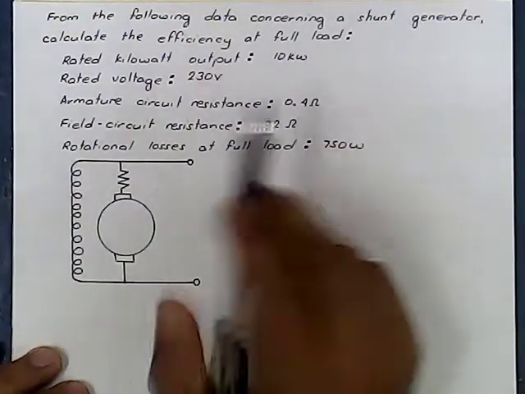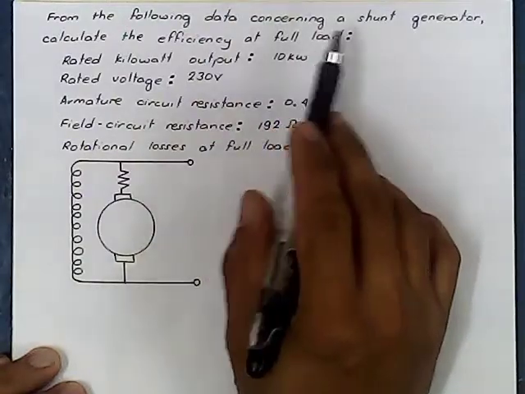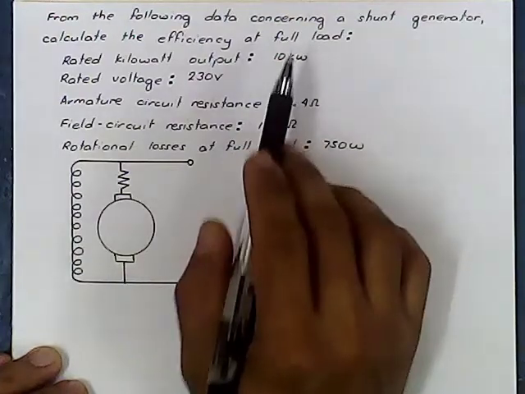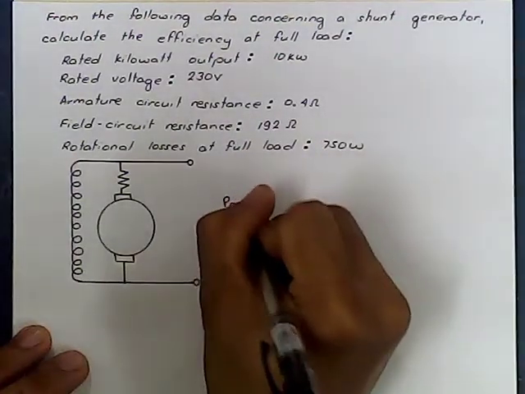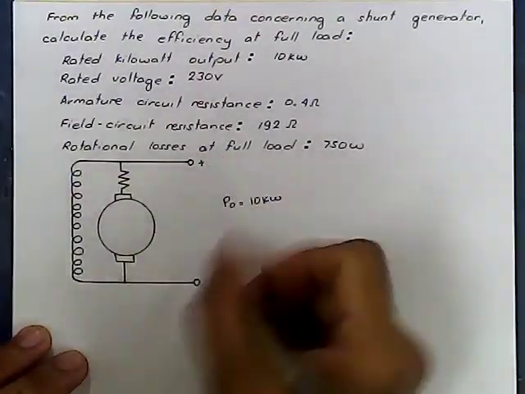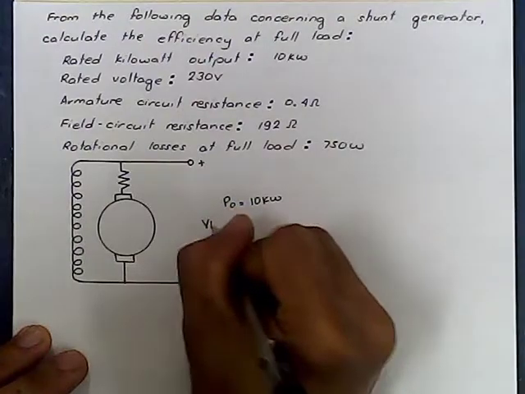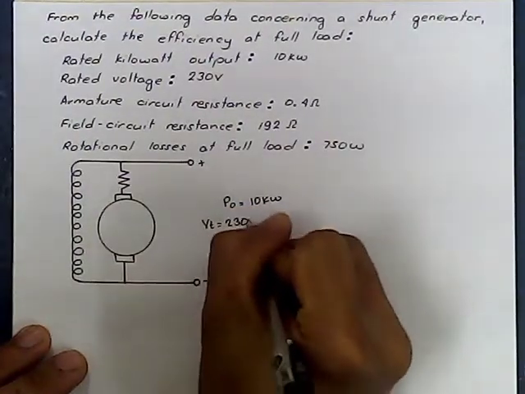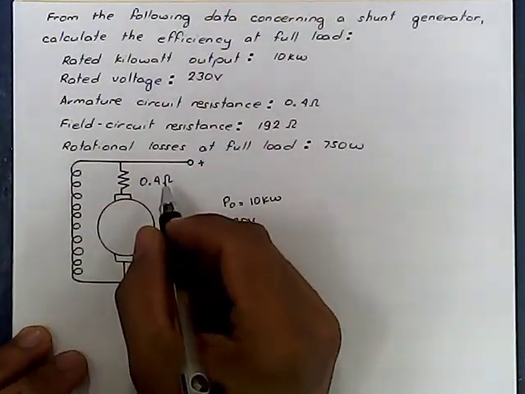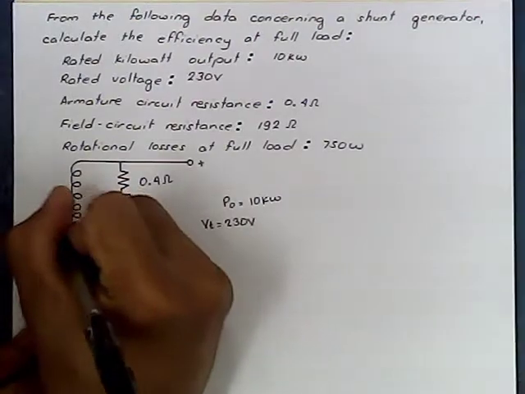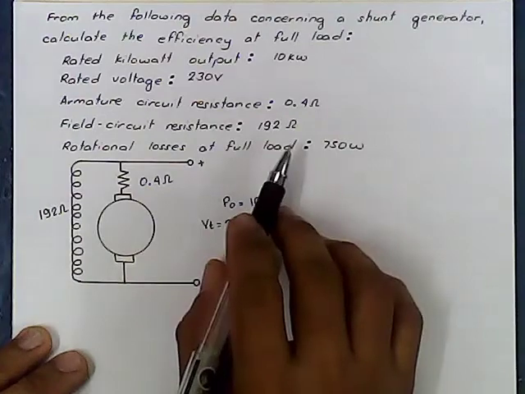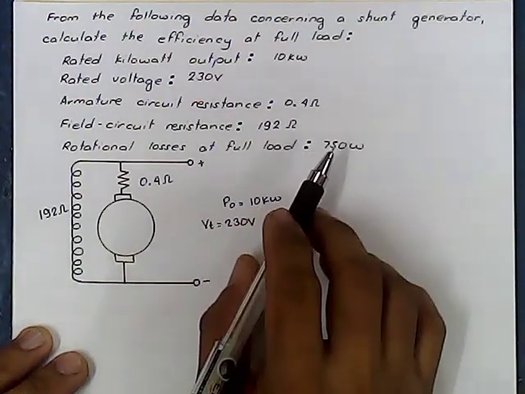So, this is another problem. From the following data concerning a shunt generator, calculate the efficiency at full load. Rated kilowatt output, that is 10 kilowatts. Ang power output nito is 10 kilowatts. Yung rated voltage, so dito meron tayong positive, negative. The terminal voltage is 230 volts. Armature circuit resistance is 0.4 ohm. Field circuit resistance is 192 ohms. Yung rotational losses or stray losses is 750 watts.